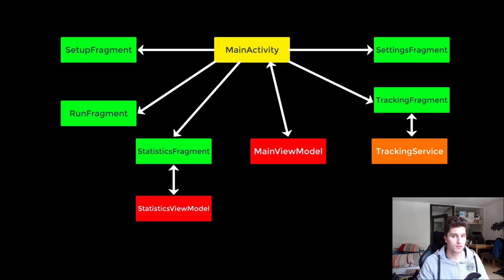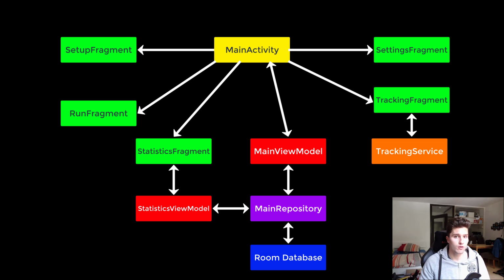And then both of those view models will be linked to the same repository, which will be our main repository, and that repository will get its data from our Room database. So that is basically an overview of the architecture that we will use for this app.